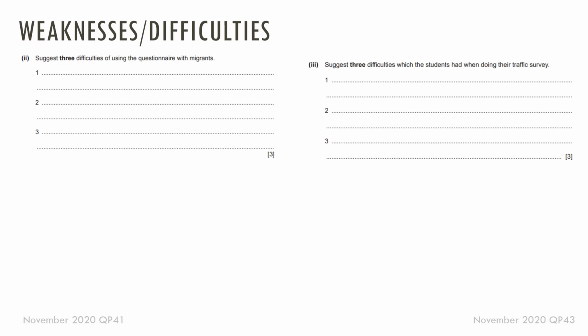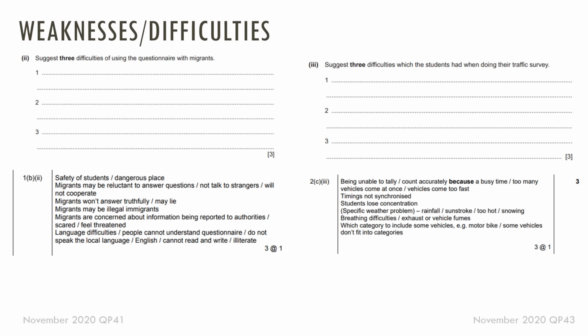So these are the types of questions that you'd be asked in terms of dealing with the weaknesses or difficulties in carrying out something. You've got here to do questionnaires and to do a traffic survey. And if you look at the mark scheme, again, there are some generic conditions that you can consider. Safety. Do people understand? The weather. Health risks and things like that. So again, just think of it as a little bit of common sense when it comes to these types of investigations.